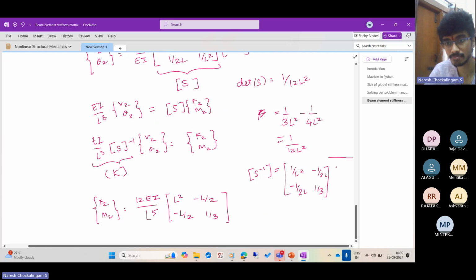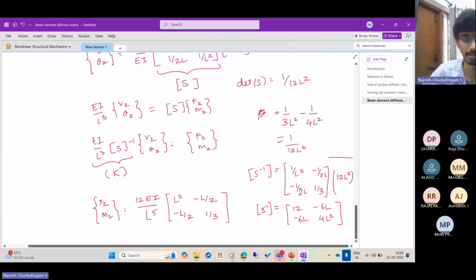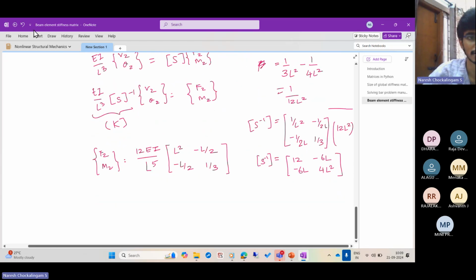So you're multiplying this by 12 L square. So determinant of S is 1 by 12 L square. So you multiply this by 1 by determinant. So you get a 12, minus 6L, minus 6L, and 4L square. So this is the inverse of the flexibility matrix.